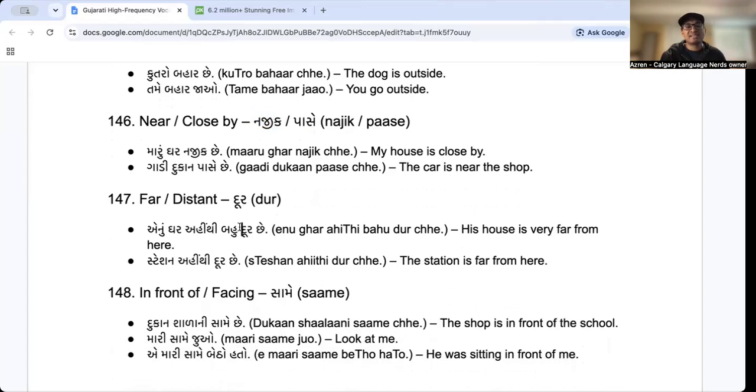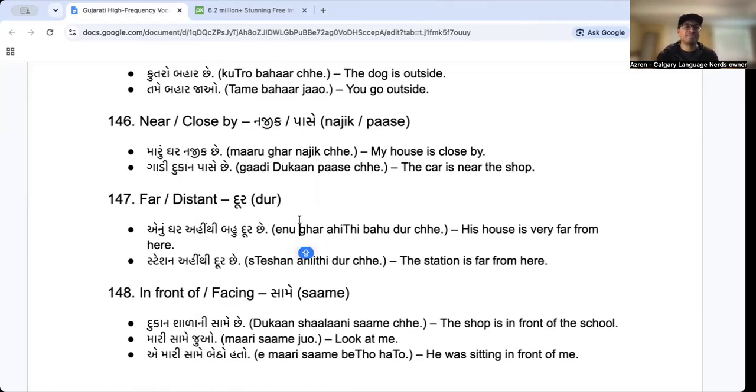Or gadi dukan passe che, the car is close to the shop. It's near the shop. They're kind of similar. Passe and najik, they're pretty similar. Yeah, kind of interchangeable in a way.